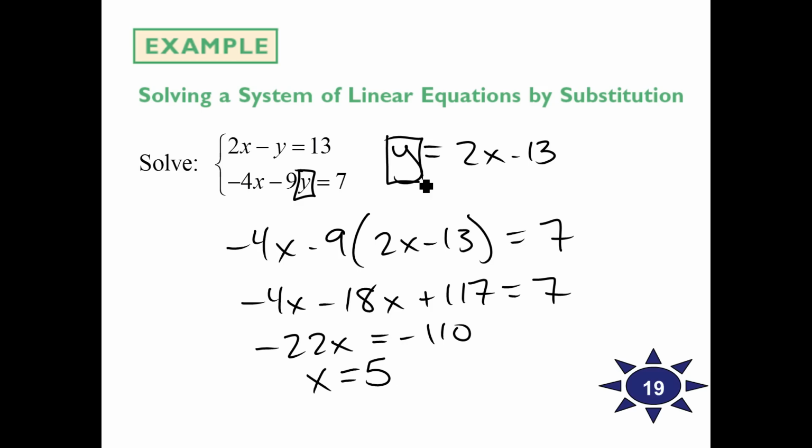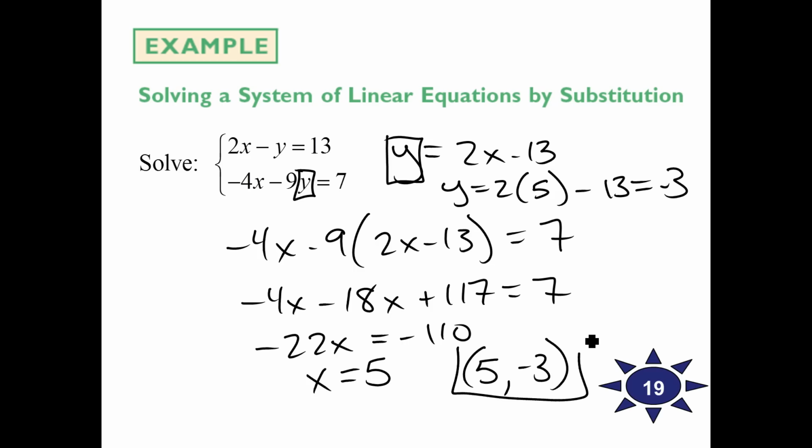Plug it back in up here. Y equals 2 times 5. That's 10 minus 13. Y equals negative 3. So our answer again is 5 comma negative 3. Alright, pause the video, try problem 19, and try to solve problem 19 using substitution. Substitution only.